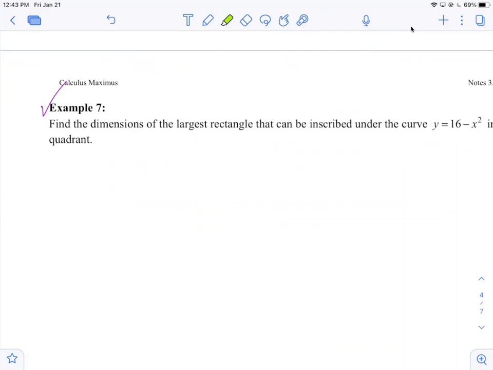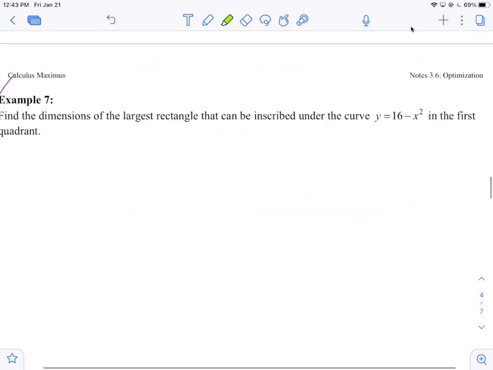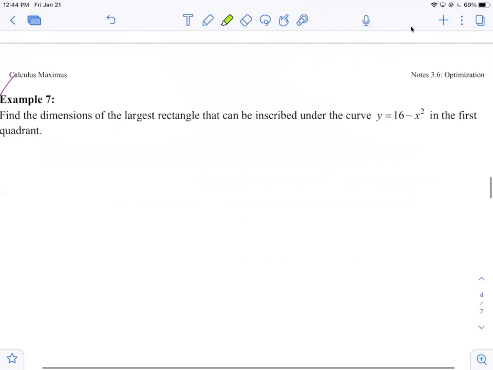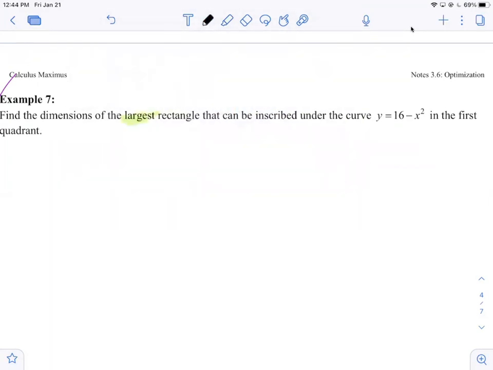Example 7: find the dimensions of the largest rectangle that can be inscribed under the curve of y equals 16 minus x squared in the first quadrant. Classic question. How do we know it's optimization? Largest. Is this one for which we could draw a picture? Yeah, sort of. We're trying to fit a rectangle under the graph of 16 minus x squared in quadrant 1. I think we could draw it.